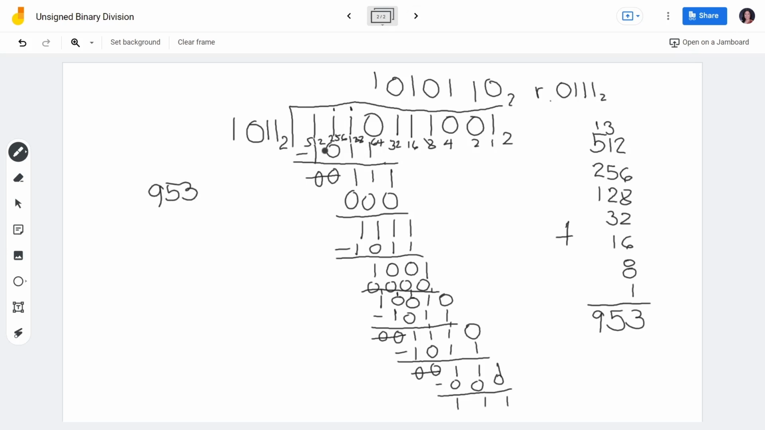So we have this one. What is this? So 1, 2, 4, 8. So 8 plus 2 plus 1 is 11. Okay. So we have 953 divided by 11. So we have 95 divided by 11. So we have 8. Okay, so we have 88.